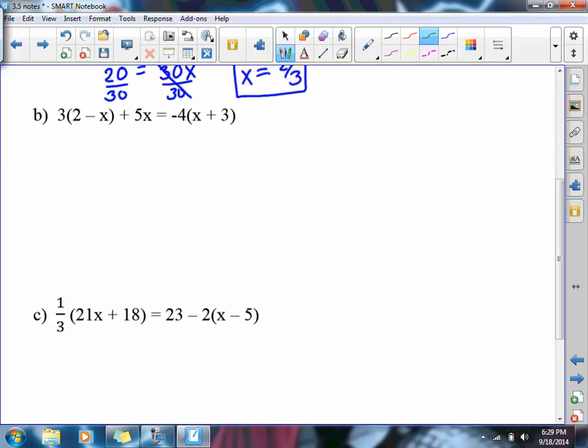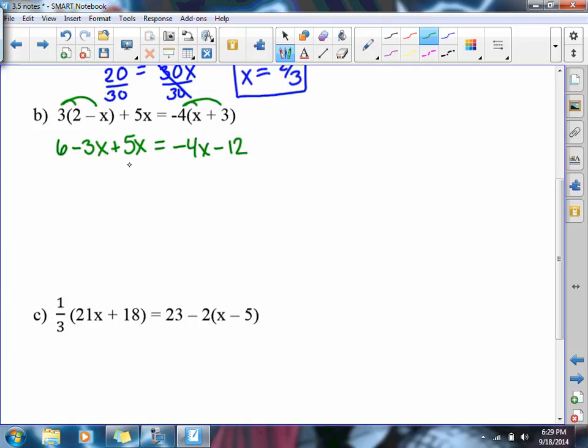Okay, so let's start by distributing the 3. So I'll have 6 minus 3x. And then I'll bring down that plus 5x. Now there you can see I have two like terms on my left side of my equation. I'm going to have to combine them together after I do my other distribution. So I'm going to distribute the negative 4. So I'll have negative 4x minus 12.